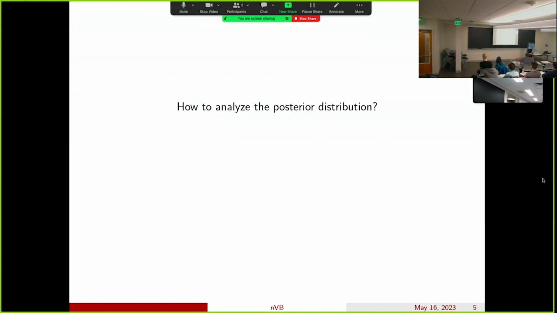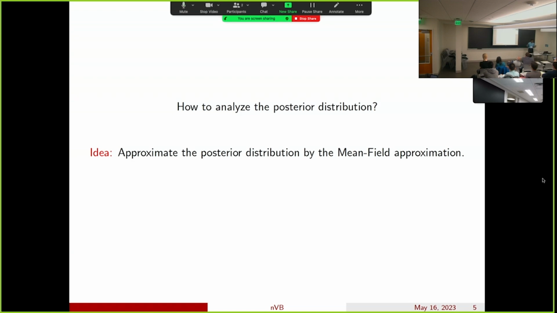Okay, so the question is, I have this high-dimensional posterior. I want to understand its properties. This can help me do some inference down the line. So how do I understand the properties of the posterior distribution? And here is the idea that I've already mentioned. The idea would be to approximate the posterior distribution by the naive mean field approximation.